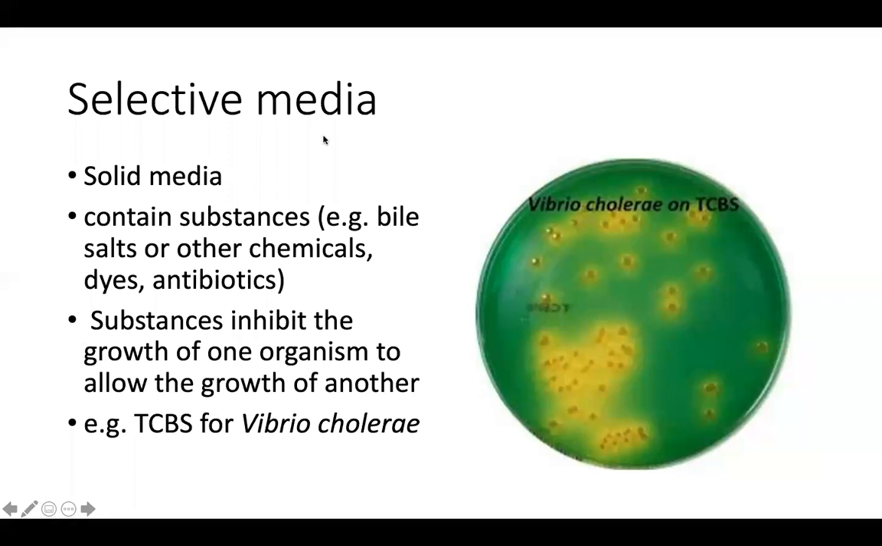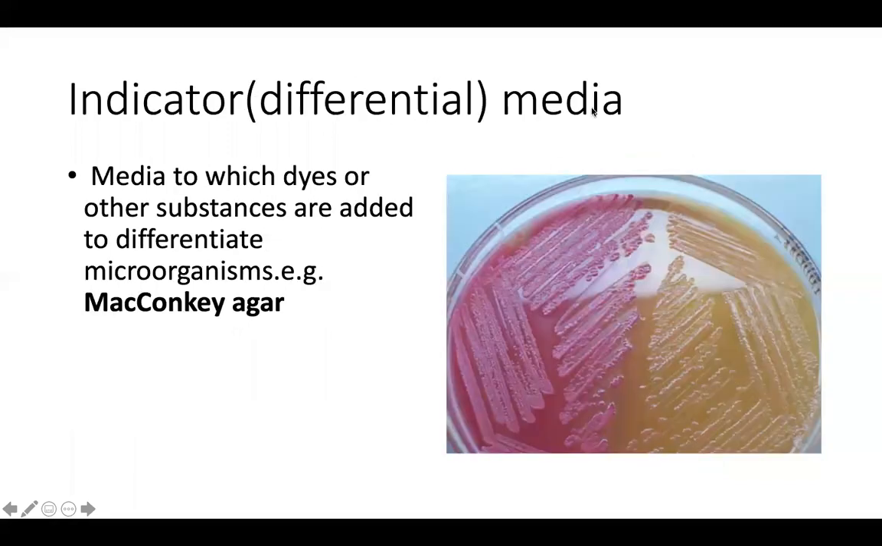Then you have the indicator media, which is also referred to as a differential media. So you can already see indication. A bacterium could either give you this color or that other color, and hence the differential media. To the right is one of the commonest media that you're going to come across in bacteriology. It's MacConkey agar. This is media to which dyes or other substances are added to differentiate microorganisms. The natural color of MacConkey agar is pink, and it contains a substance.